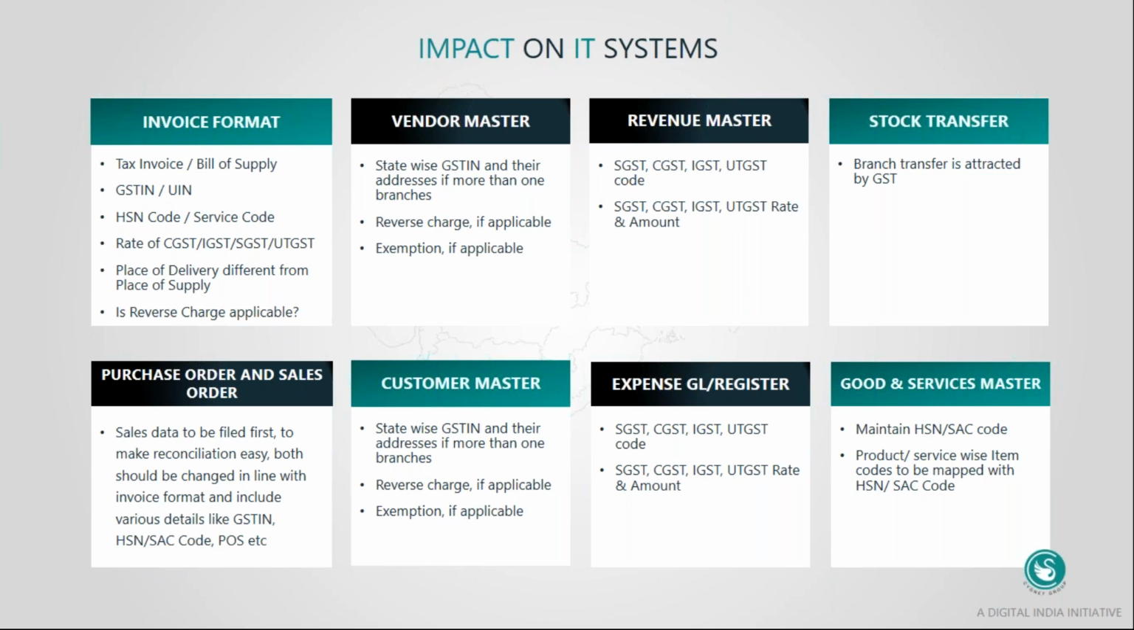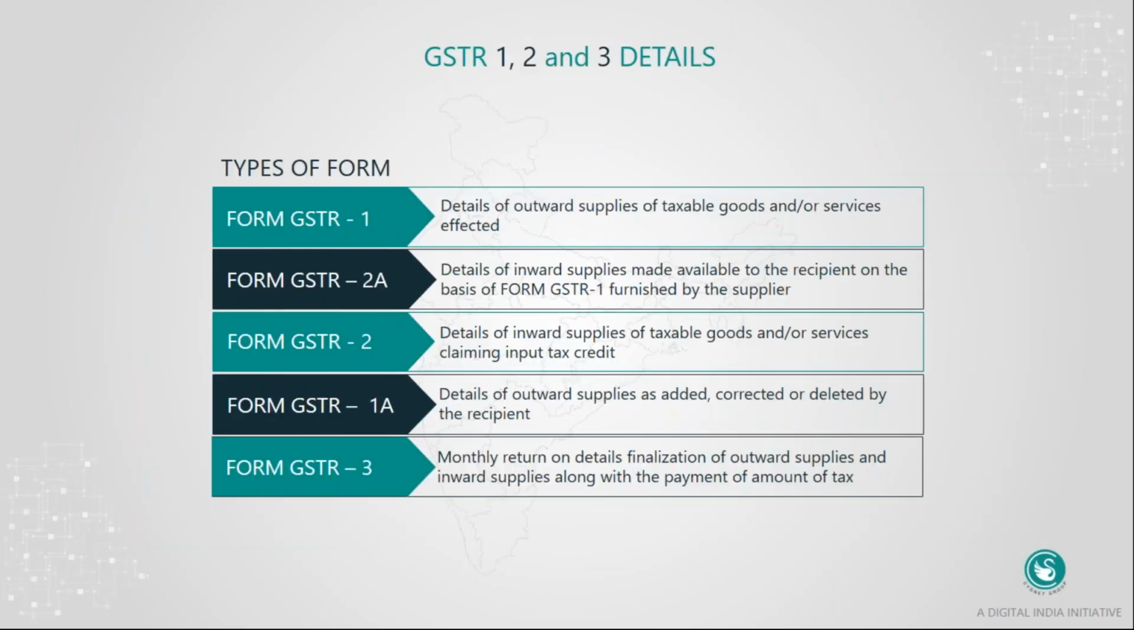Those are being supplied. It goes as composite items or in composite details into that. If you have reverse charge applicable services, those need providing. And vendor master needs updating, your revenue master, stock transfer register, customer master, expense GL register. All these now need going through an update for them to be a GST compliant system.